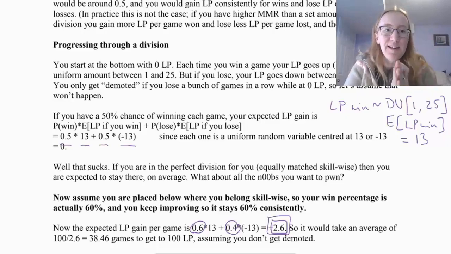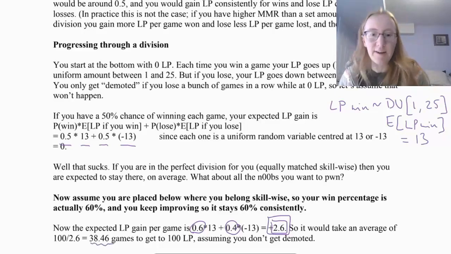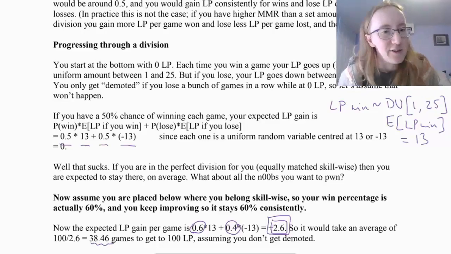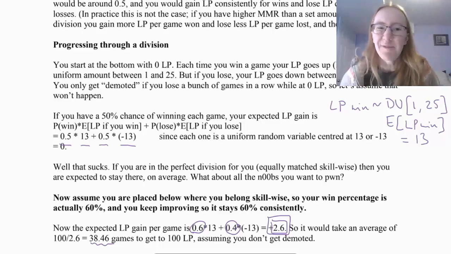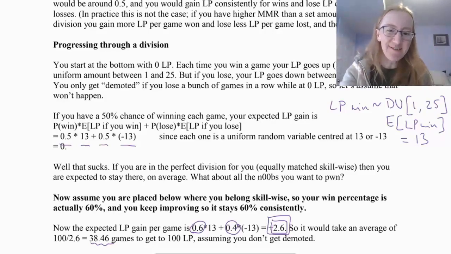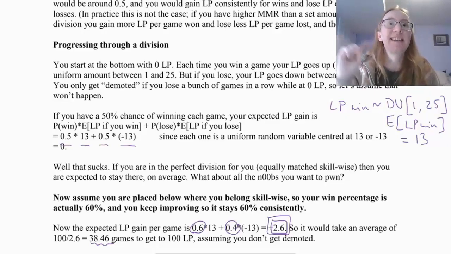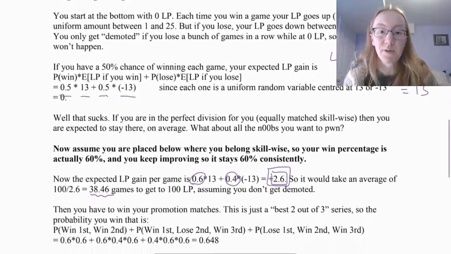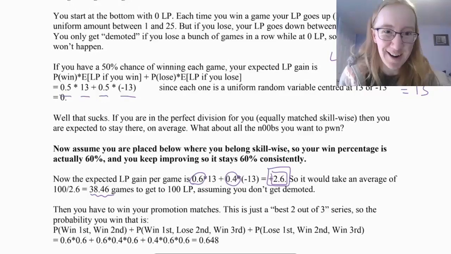Well, that means if we want to gain 100 league points to become eligible for a promotion, that would take on average 38.46 games, just by dividing 100 by 2.6. Again, that's assuming that we don't get demoted, which has a small probability of happening. So we play 38.46, so maybe 39 games. We've gained enough league points, and now we're eligible to get promoted to the next tier. Sorry, the next division within the tier that we're in. Well, that's just a best 2 out of 3. So this is kind of like a chapter 2 problem almost.